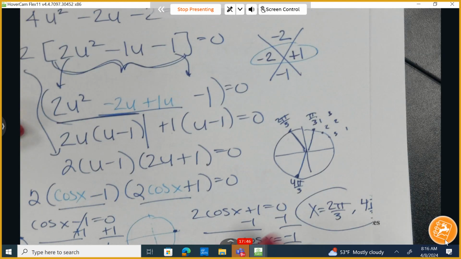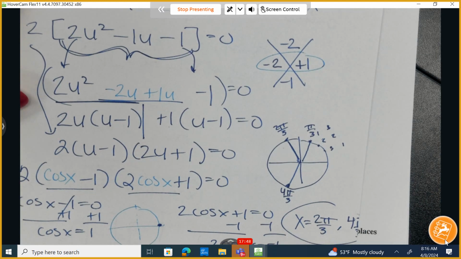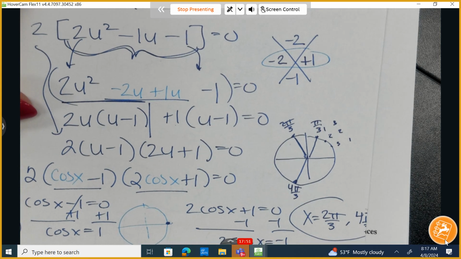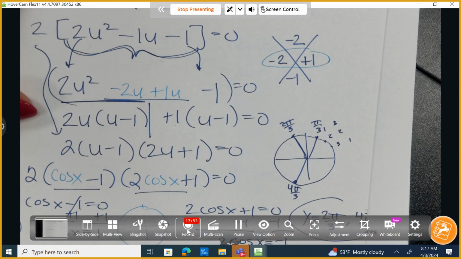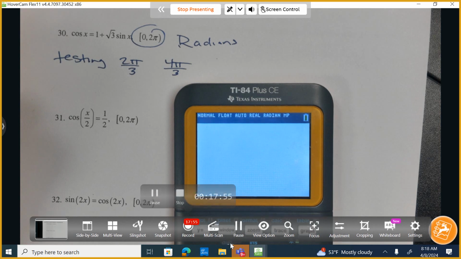Do me a favor right now, and I want you and your partner to test 2 pi over 3 and 4 pi over 3 together. Don't say I'll do one, you do the other. Those at home, I'm going to demonstrate right now.